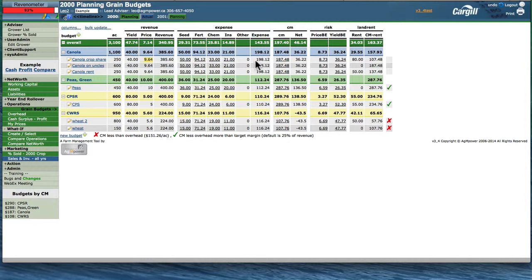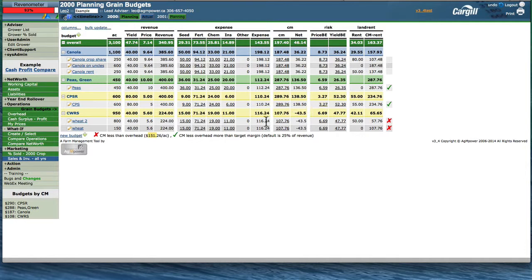Another way to say this is that at $8.73 a bushel times 40 bushels to the acre, the revenue will equal the crop expense of $198 and the overhead of $151 for a cash surplus to be zero. If this crop was sold at $9.64 a bushel, it would take 36 bushels times $9.64 a bushel to equal that same revenue.